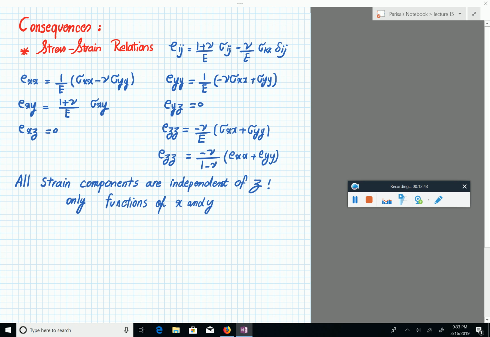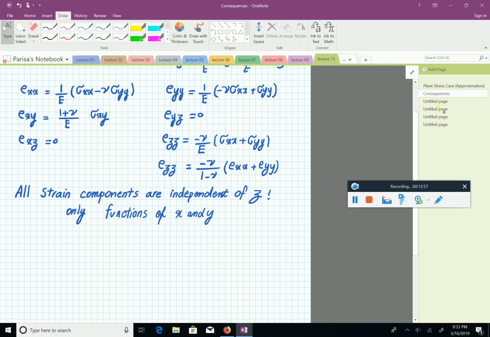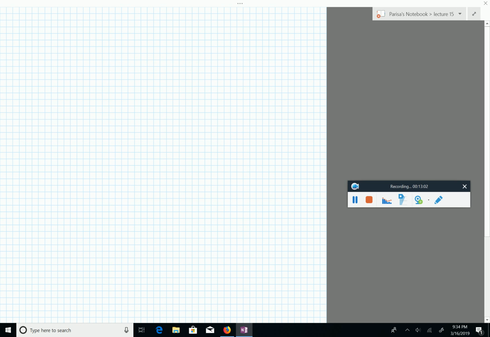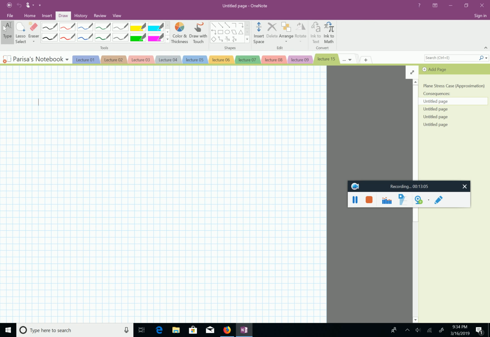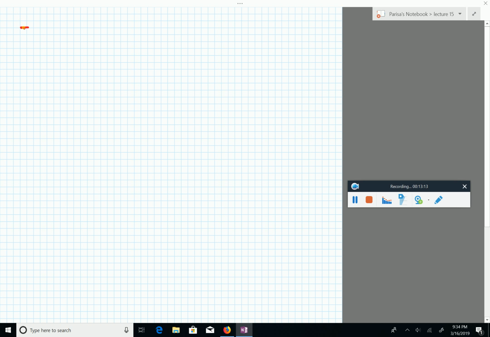Okay, so next let's try to look at strain displacement relationships. Hopefully you all remember the general strain displacement relation.